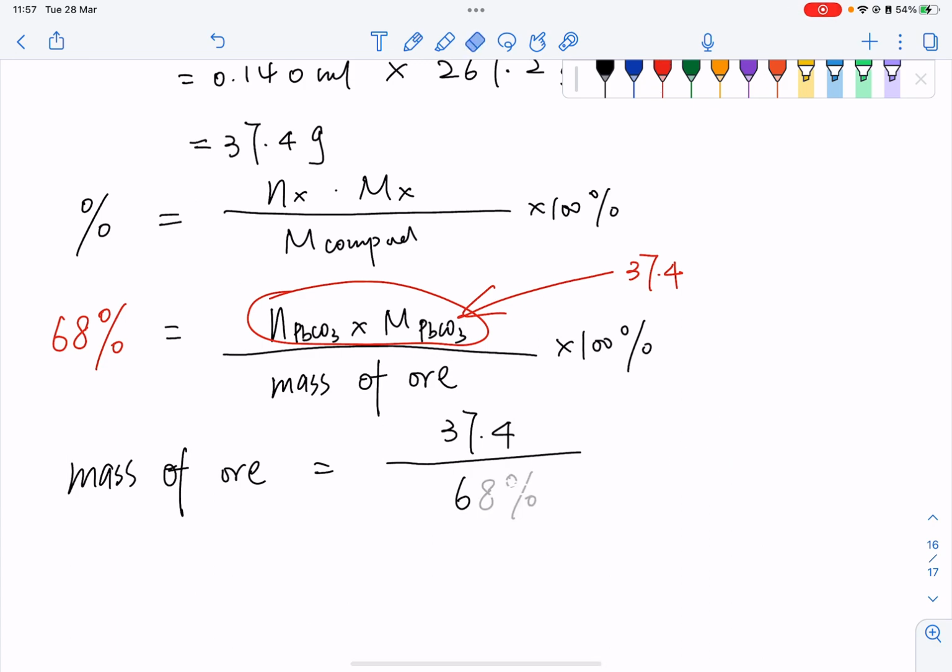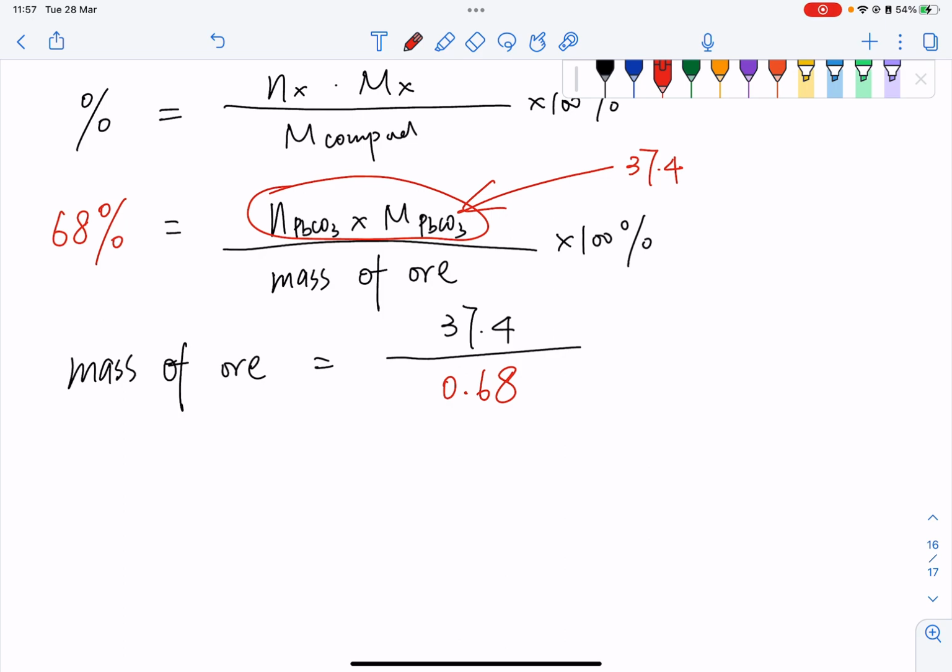Then we will only have to write 0.68 here. Okay. If we have this equation, type it in your calculator. We should get an answer of 55.0 grams. Which choice does this belong to? Yes, choice T here.